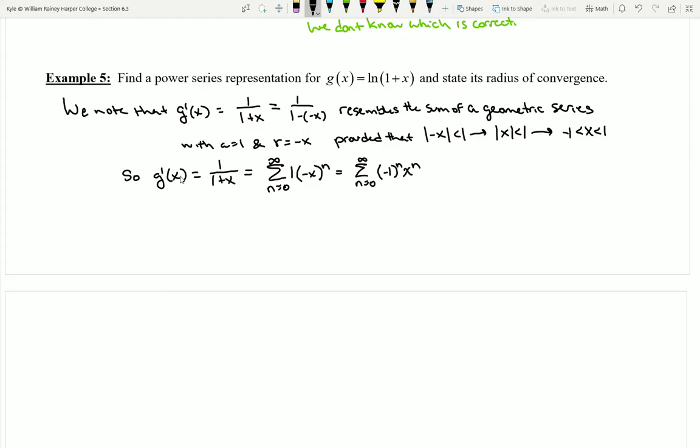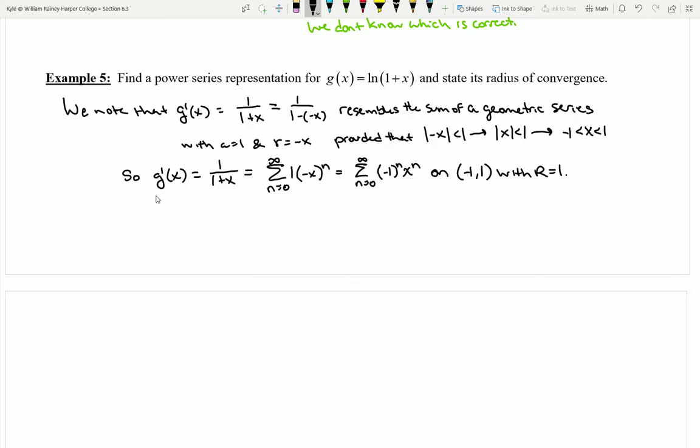Now notice, have I answered the question? No, I haven't answered the question at all. I found a power series that models g prime of x, and I know that it models it on the interval negative 1 to 1. Notice that has a radius of convergence of 1. But the question was, what happens with g? So how in the world can I use what I know about g's derivative to understand something about g?